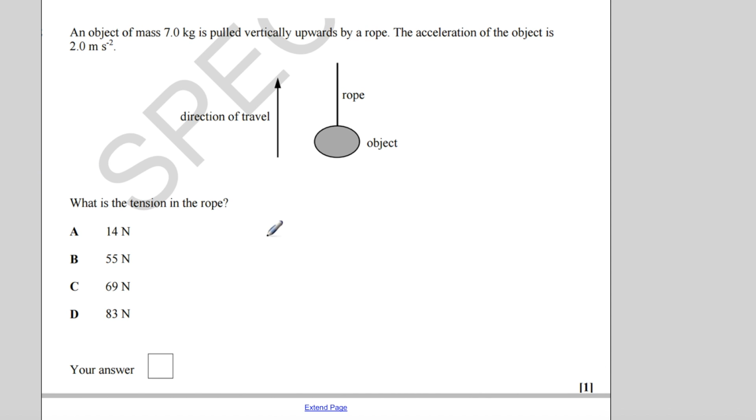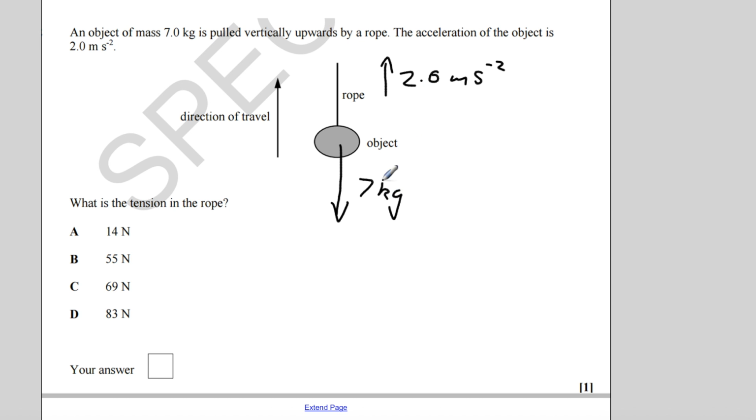Question 2 was about a mass and it was being accelerated. So we've got a 7 kilogram mass, and it's being accelerated upwards by 2.0 meters per second squared. And we're being asked, what's the tension in the rope? So the tension in the rope is going to be a combination of the downward force from this 7 kilograms and the upward force causing this 2 meters per second squared acceleration.